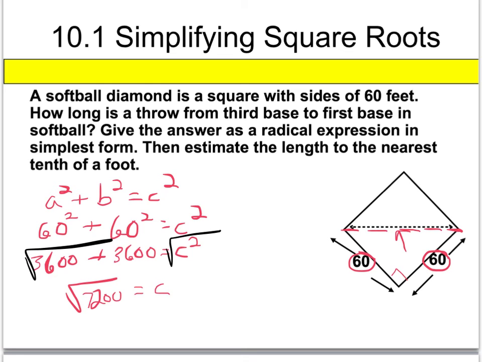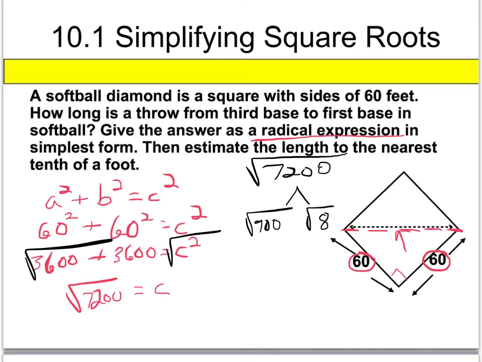Now, the very first thing is we want to give it as a radical expression. I can guarantee right now that the square root of 7,200 is not in simplest form. So again, we go to our tree and we can break it down. So we have the square root of 7,200. Then we're going to break it down. If I look at this, I know if I multiply the square root of 900 times the square root of 8, I can get my answer. Okay?